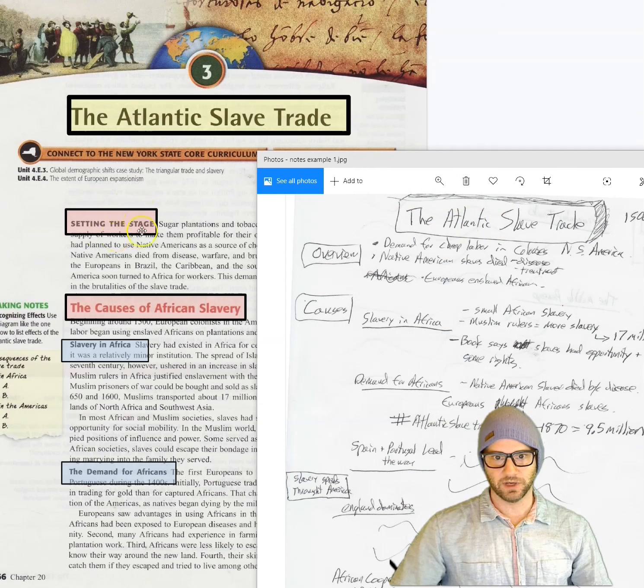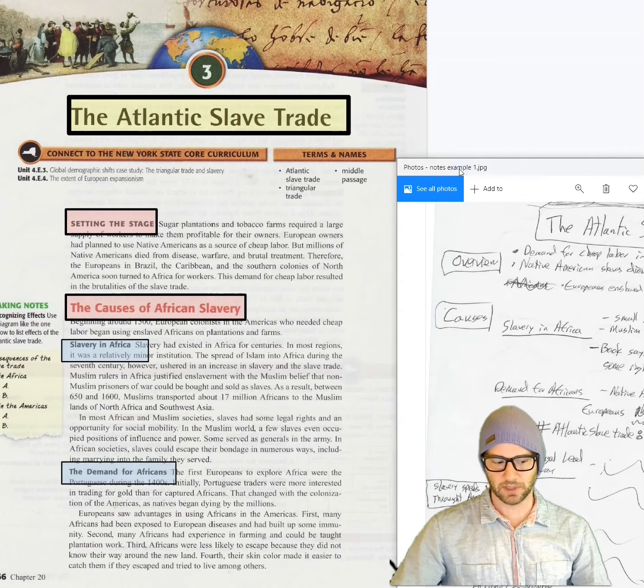I then start with setting the stage and realize that's just an overview. So my heading is Overview. And I'm not going to separate the overview into subheadings. I'm just going to read and take notes on it.